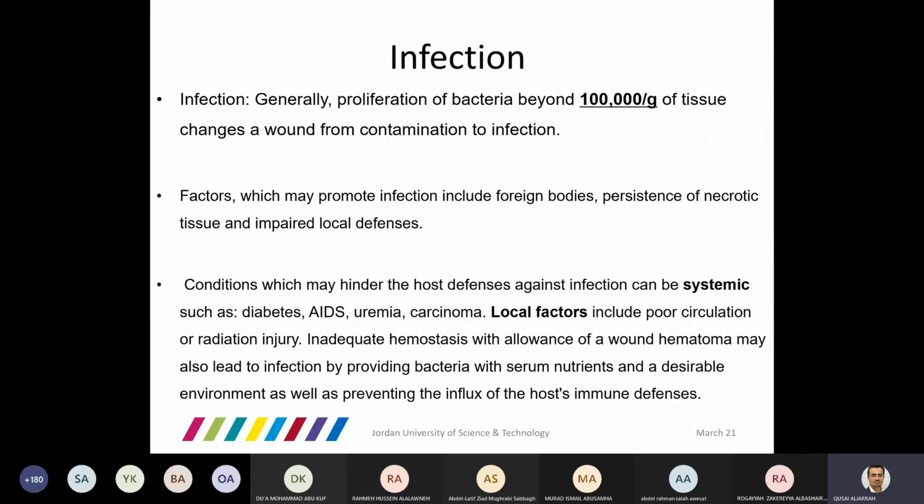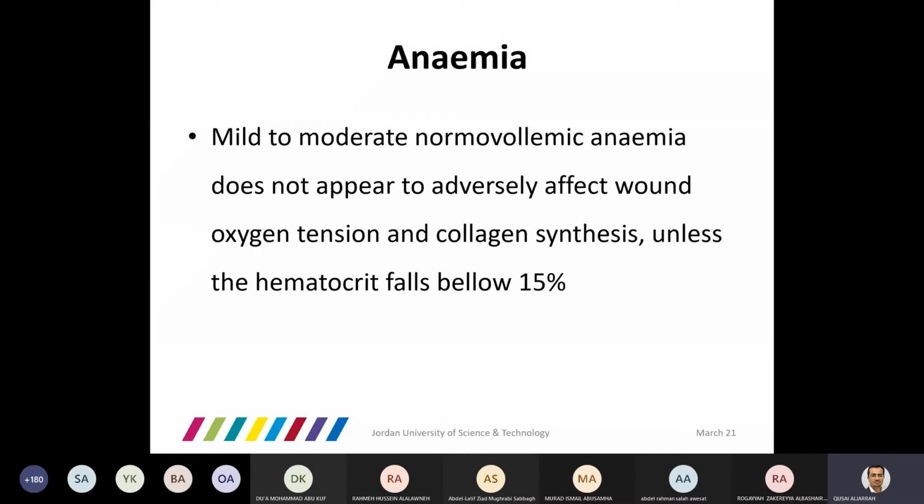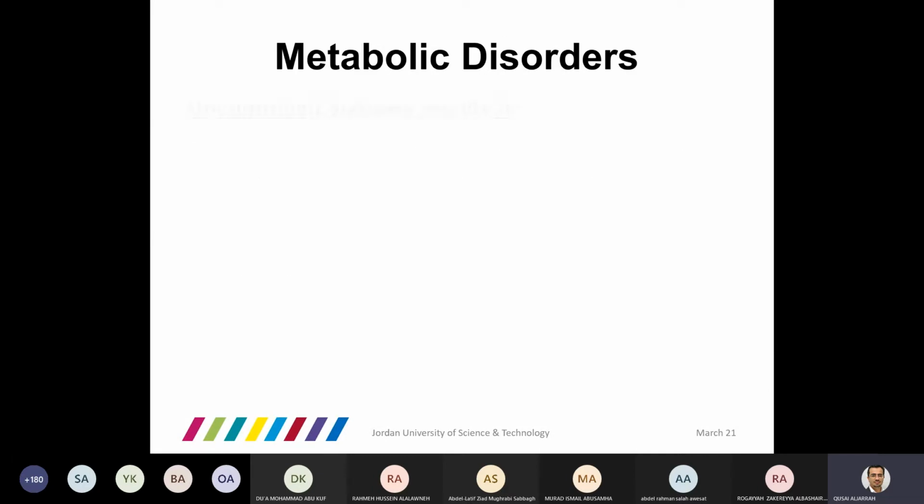تمام. هلا كل الفاكتورز affect wound healing, but surprisingly anemia does not affect wound healing unless the hematocrit is really low. Okay, so mild to moderate normovolemic anemia does not appear to affect wound healing unless the hematocrit is below 15. Metabolic disorders, uncontrolled diabetes result.